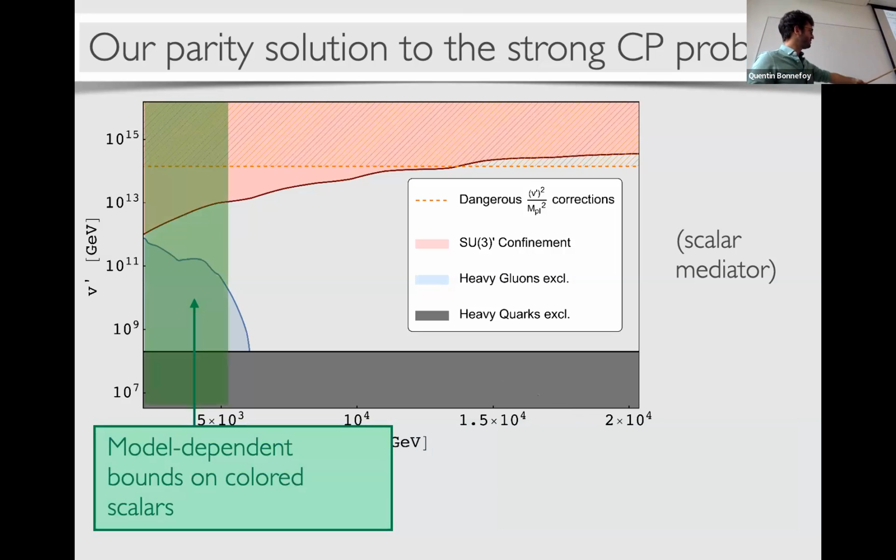Yeah, and you have some model-dependent bound on the scalars that I haven't made explicit, because they really depend on which choice you make. In this case of the scalar mediator, that depends on how you choose the different parameters in the Lagrangian. But roughly speaking, they would look like this. They have nothing to do with the breaking of parity. They just have to do with the color.